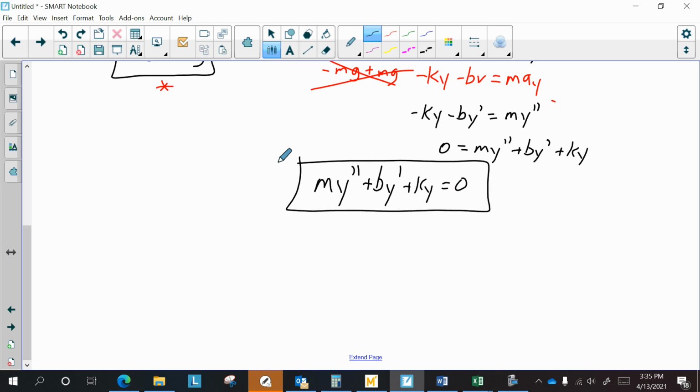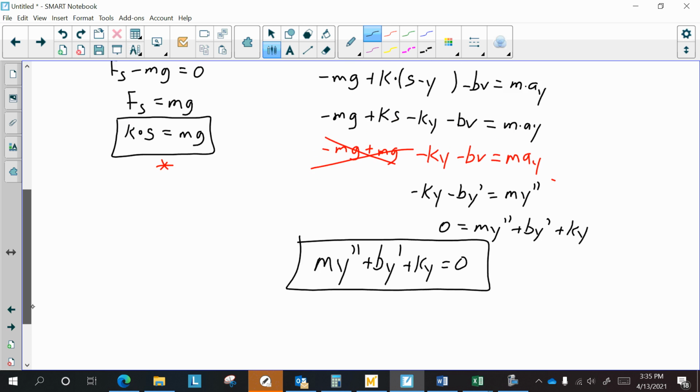So one good thing about this is that this is homogeneous. So we don't have to find a homogeneous and a particular solution. We can solve this and get the homogeneous solution, and that will give us the equation of motion for our damped oscillator.